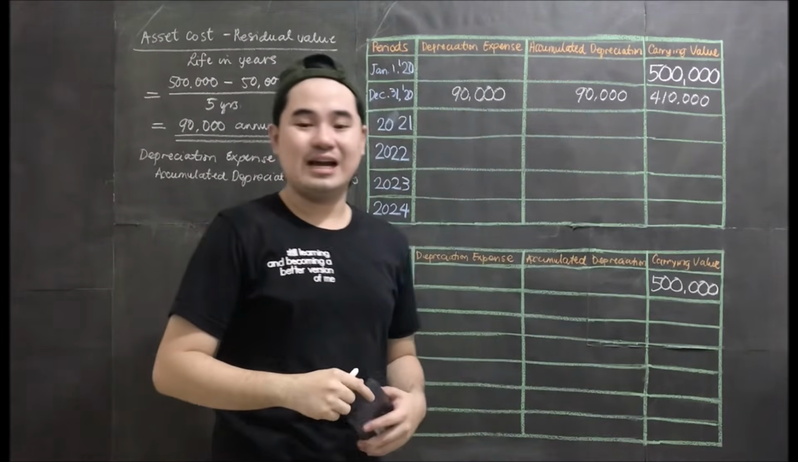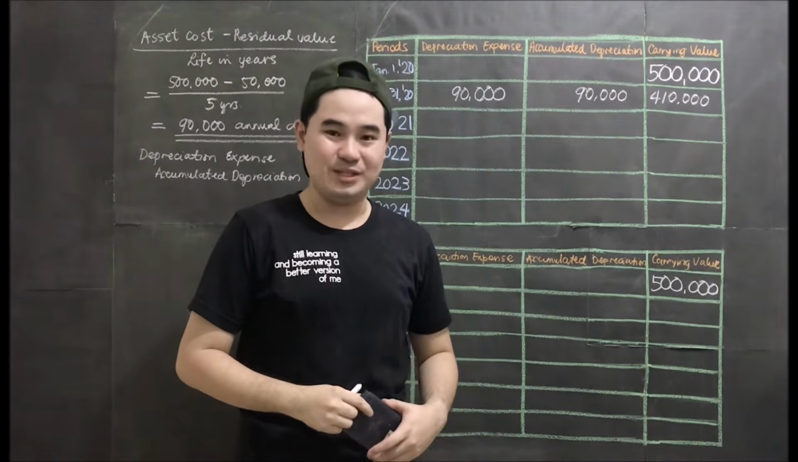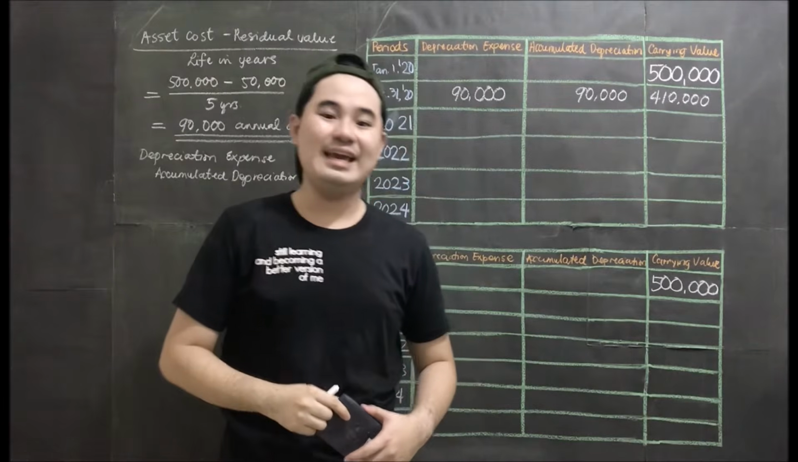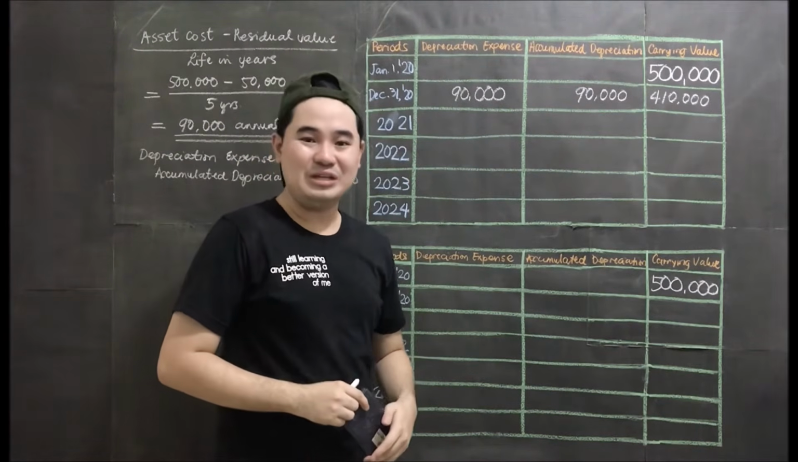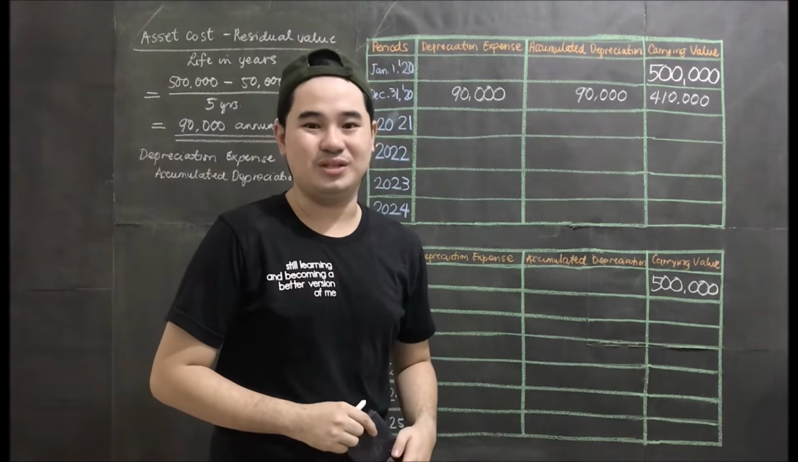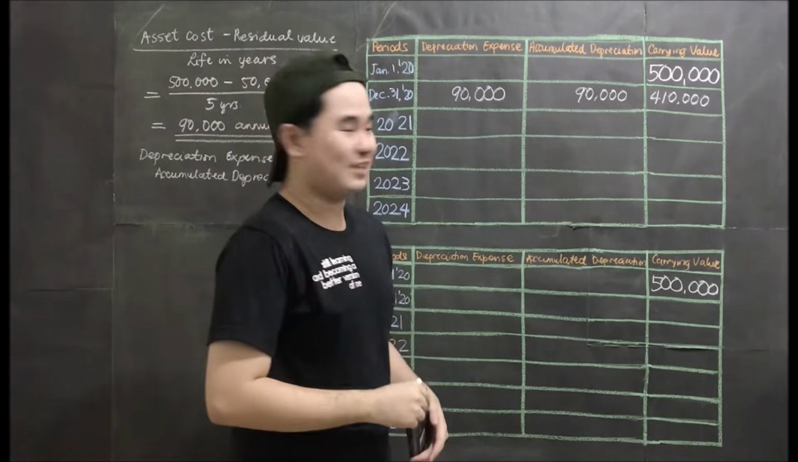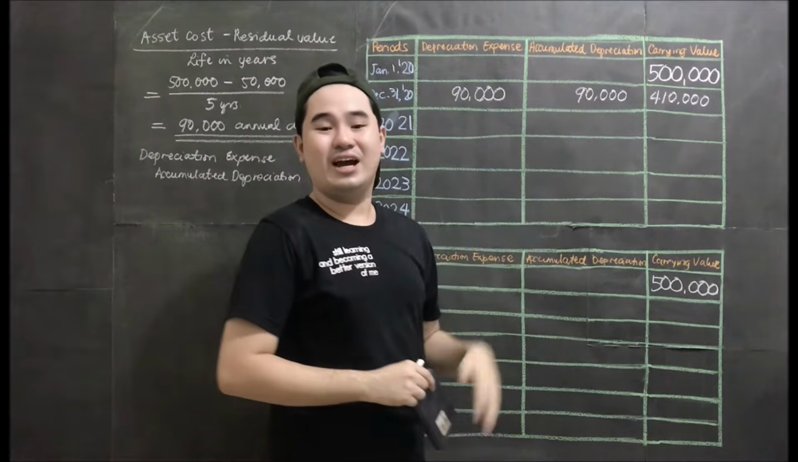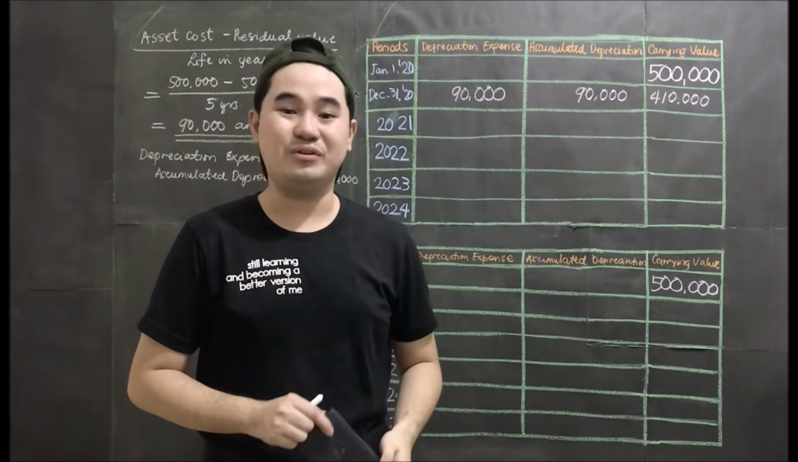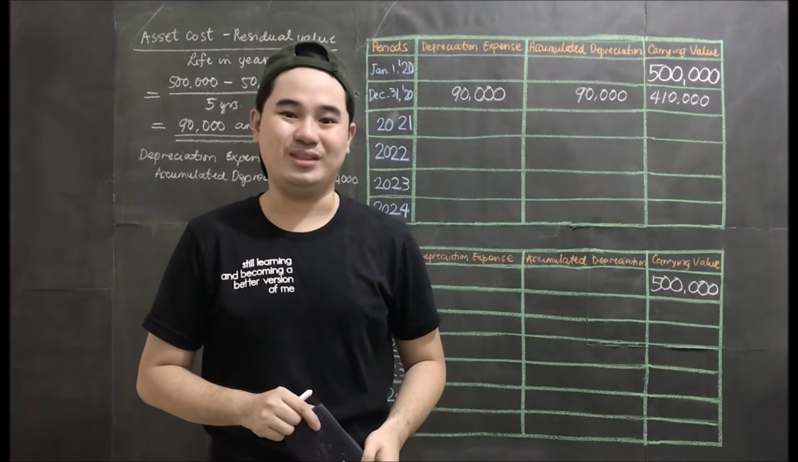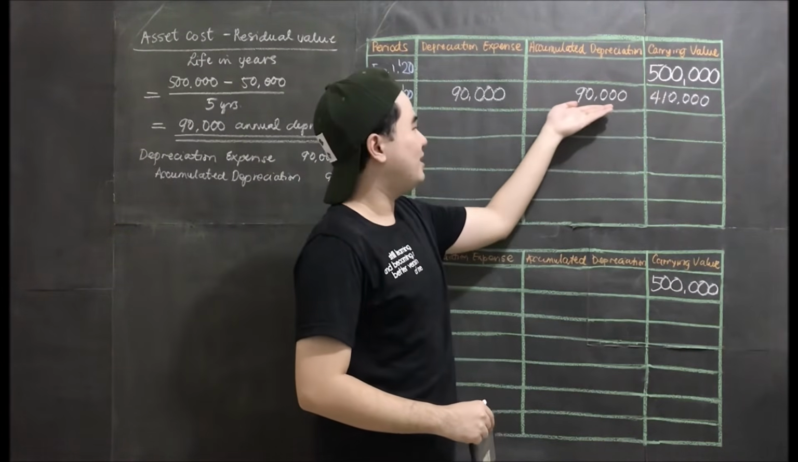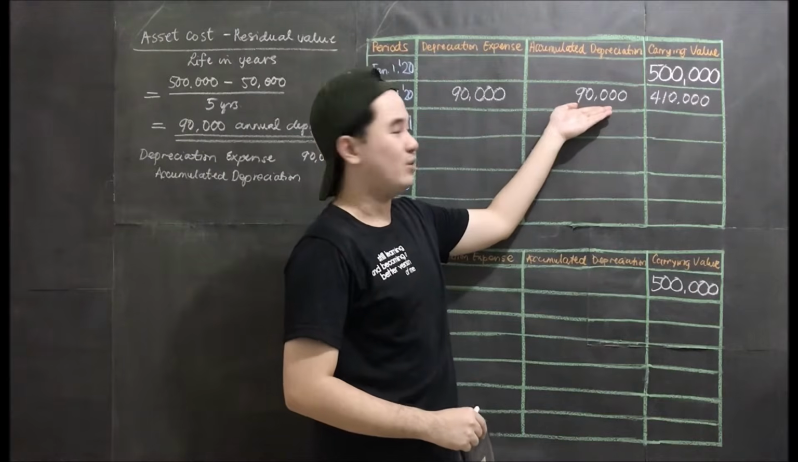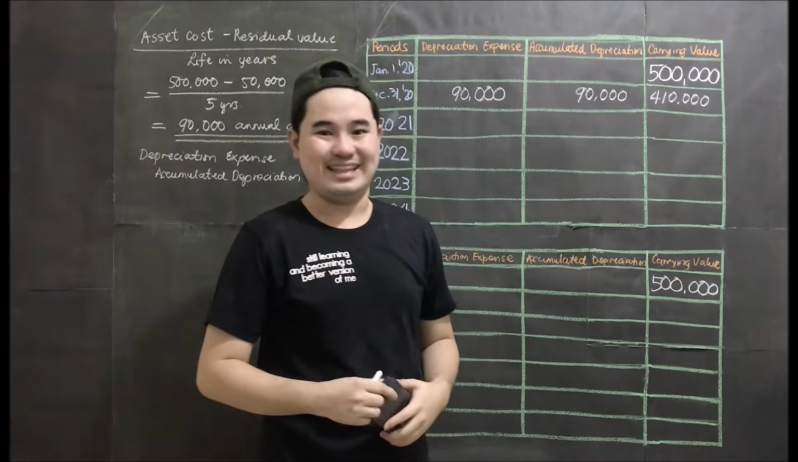So if you are asked how much is the depreciation expense on December 31, 2020, the answer is 90,000. How much is the value of accumulated depreciation on December 31, 2020? The answer is 90,000. How much is the carrying value of the equipment on December 31, 2020? Asset cost of 500,000 minus accumulated depreciation of 90,000 gives you 410,000.